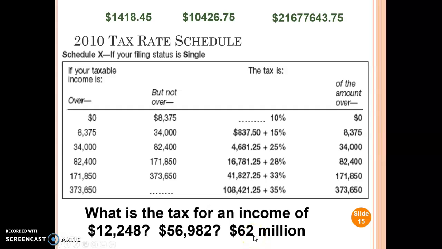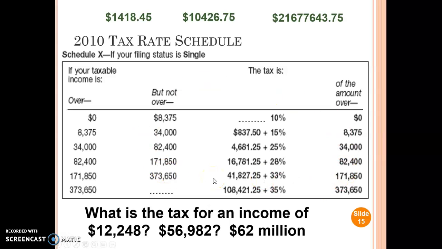Now, if I've got an income of 62 million, I wish, but if I did, how would I calculate that out? Well, I first have to figure out where 62 million fits. That would be on this last bracket right here. I would subtract out 373,000, and then what's left over I would multiply by 35%, and then add the 108,000. This is where I get an actual tax of about 21 million, okay, about 22 million actually. So that's kind of what's happening with the tax bill.